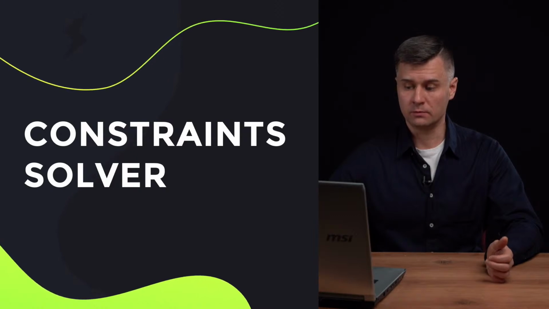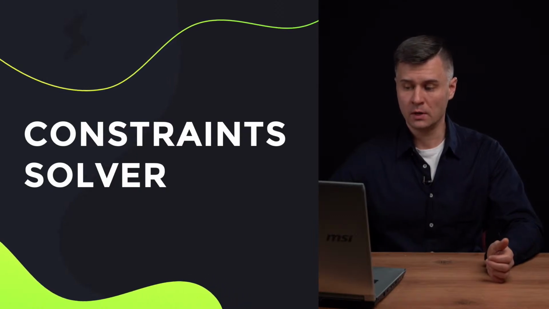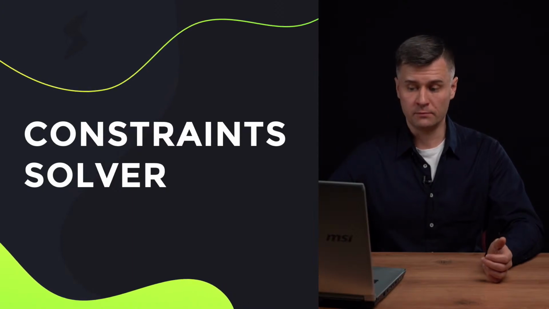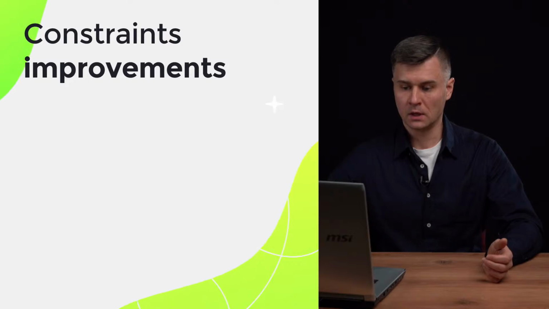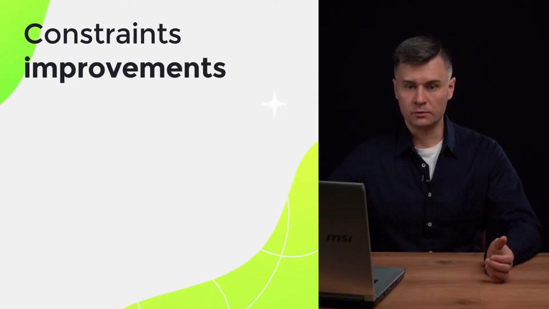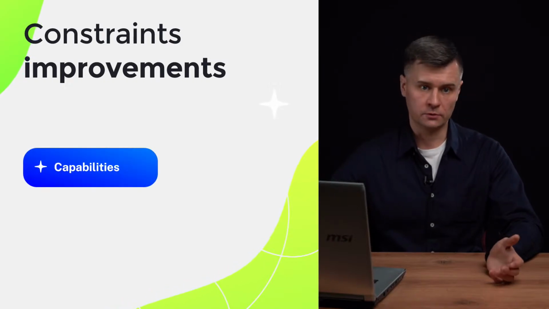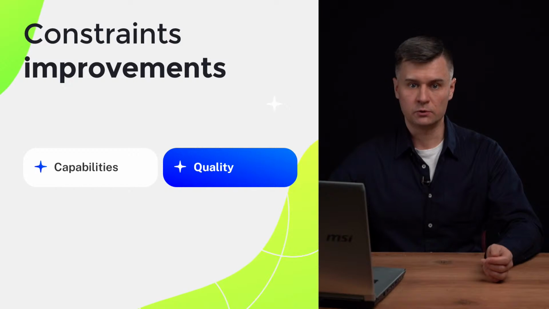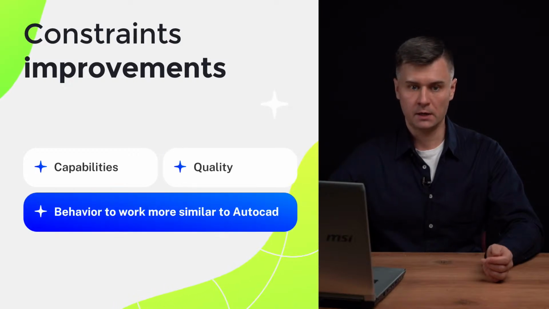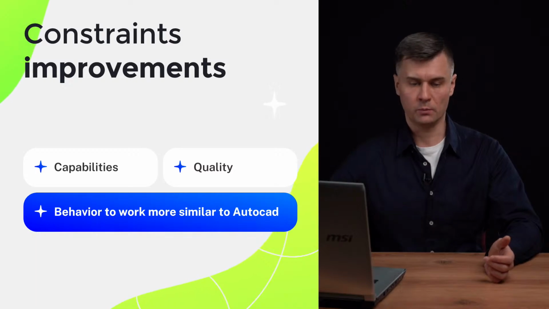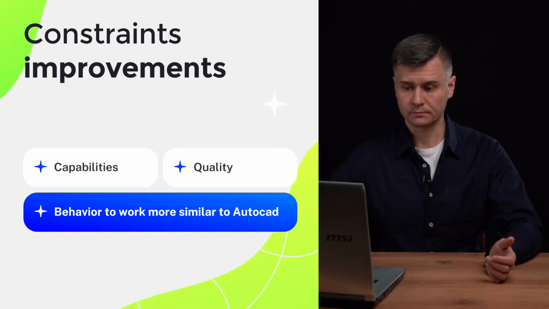Constraint support was first released at the end of 2022 as a beta version. This year brought us valuable and positive feedback from our member community. Based on the feedback, we introduced improvements that may be divided into three main groups: enhancements to constraints capabilities, improvements to constraints quality, and improvements to constraints behavior to work more similar to AutoCAD.